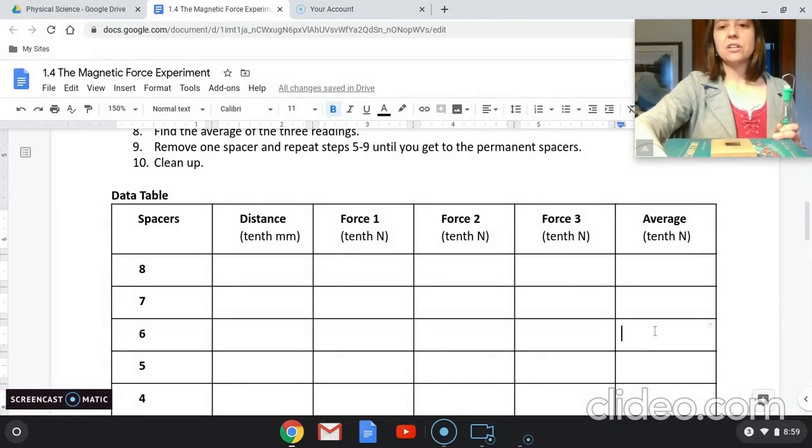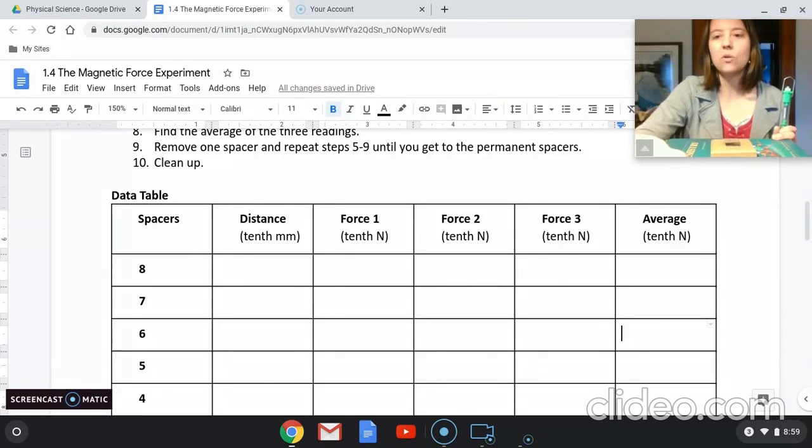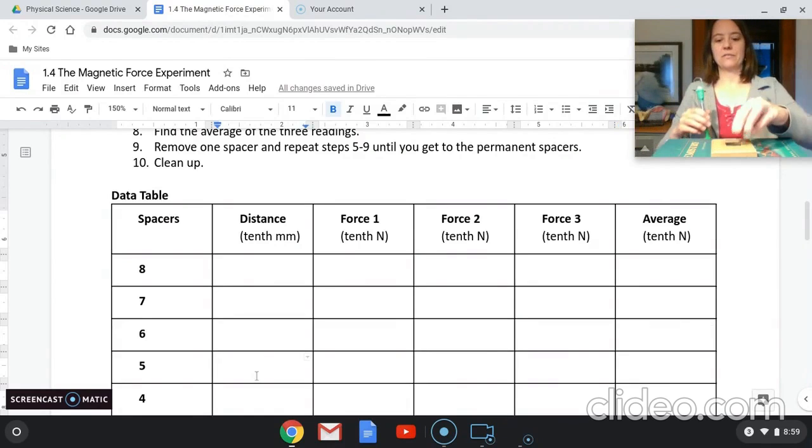So now for the average, you might need to get a calculator or find the calculator on your Chromebook. 0.9, 0.9, 0.8, add those all up together and divide by 3, and then put your average to the nearest tenth and make sure to write newtons. Once you have that done, we're going to come down to 5. Remove 1. Now I have 5 spacers total.